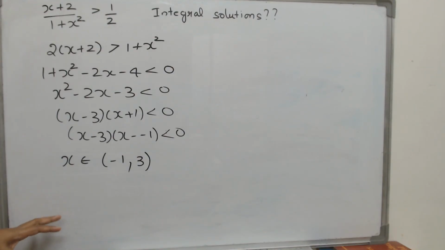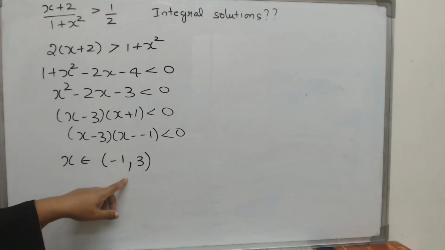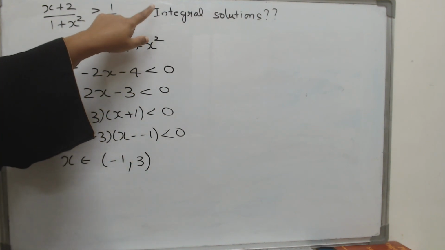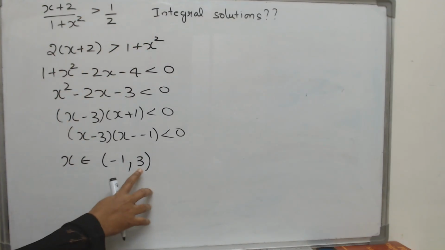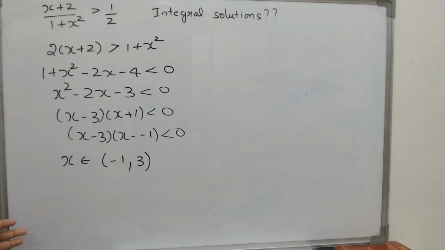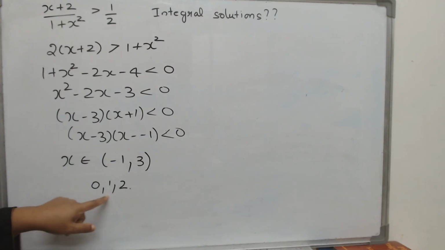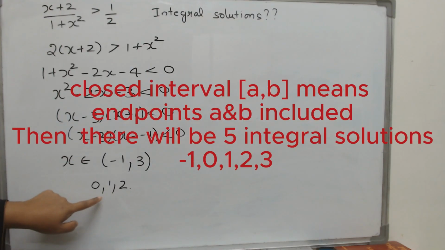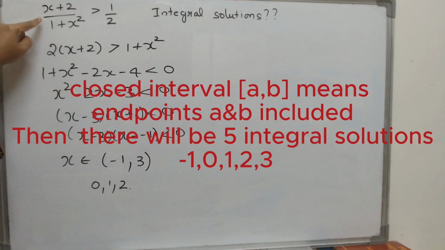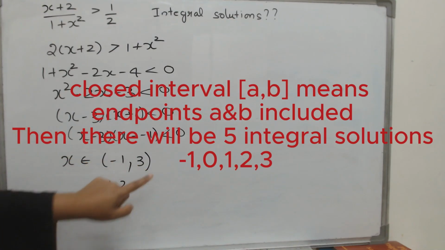Now, why is it important to know whether it is a closed interval or an open interval? Because we are looking for integral solutions. We want the integers where -1 and 3 are not included. How many integers lie between them? You have 0, you have 1, and you have 2. These are the integral solutions. These three integers satisfy this inequality. But you cannot include -1, you cannot include 3.